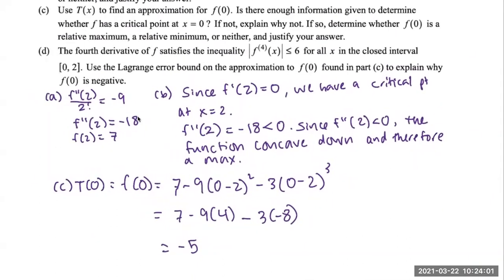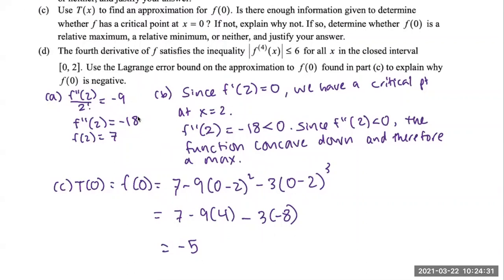The second part of it is purely conceptual. I really doubt many students got it this year when they asked this question, so pay attention to what we just did. We used T of X to approximate f of 0. The follow-up question was, is there enough information given to determine whether f has a critical point at x equals 0? They start to ask the same questions they did for part B, as for T of 2, as they did for T of 0.